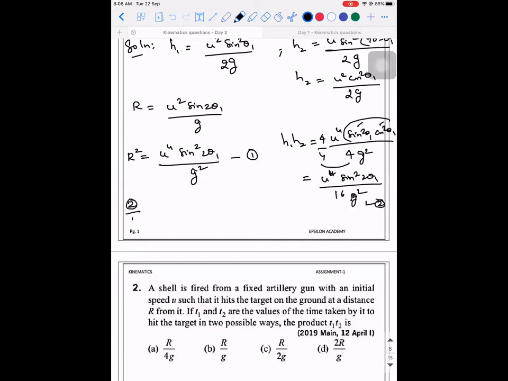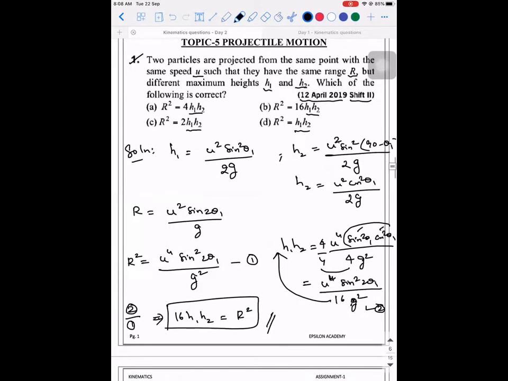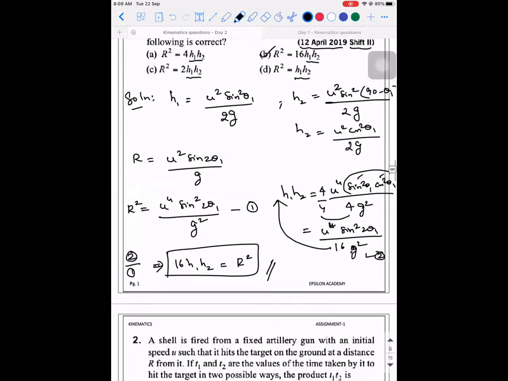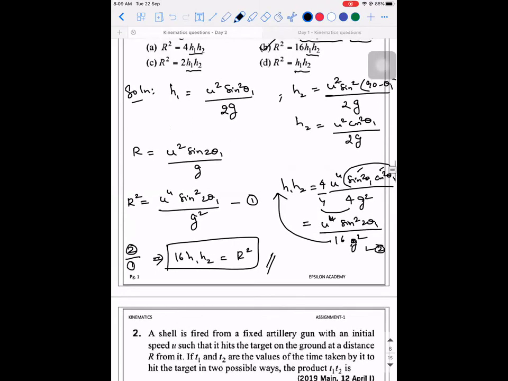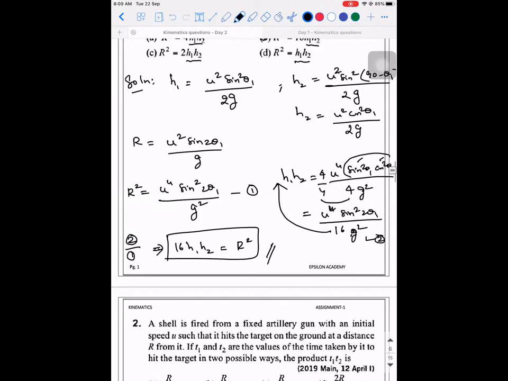So second divided by first will give us what? Or I will take the 16 to the other side. 16 into h1 h2 will give us r square. So is there an option? Yes. I hope it is easy. Just applying the formula and a little bit of mathematical manipulations.